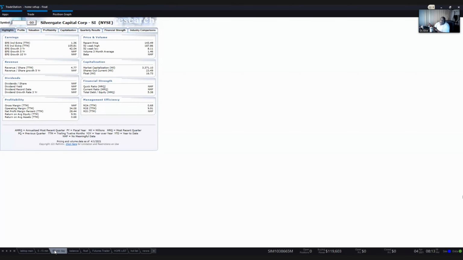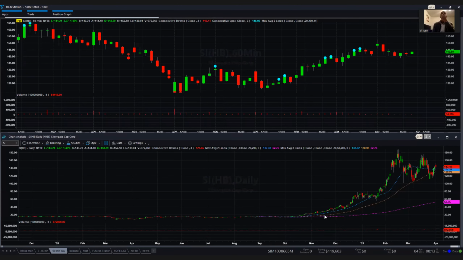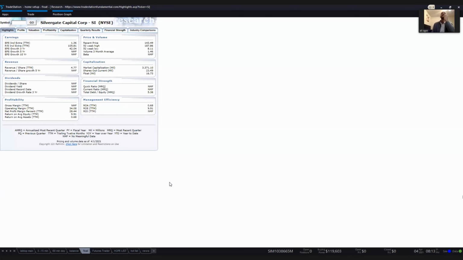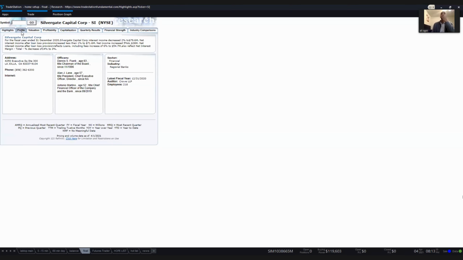Silvergate Capital. What do these people do? It's a bank. Regional banking, financial. It's in California. We want to know what they're holding. They increase revenues and loans. So they're actually probably doing provisional loans. Income after loans and closures, net interest margins increase 14% to 3%, which is extremely good.